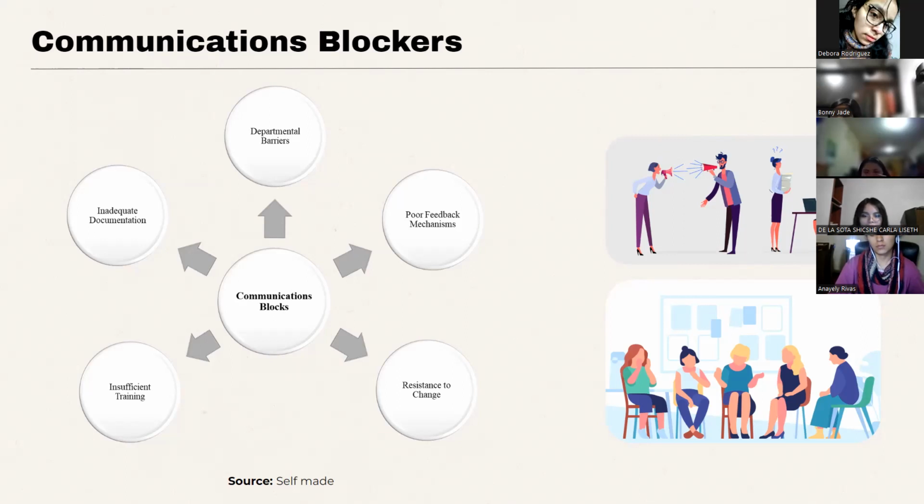Next, we have the resistance to change. And well, here the issue is that team members or stakeholders may resist changes. We also have inadequate documentation, which is the lack of clear documentation regarding the new processes. And we also have insufficient training, which is that workers may not have the necessary skills or knowledge to understand or implement a new process. Next slide, please.